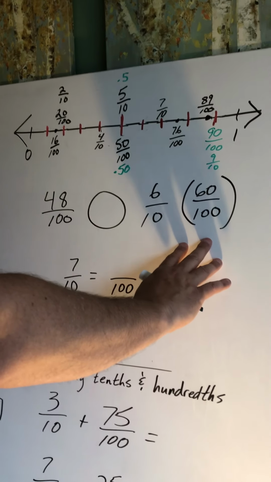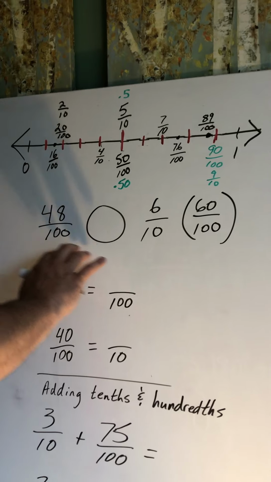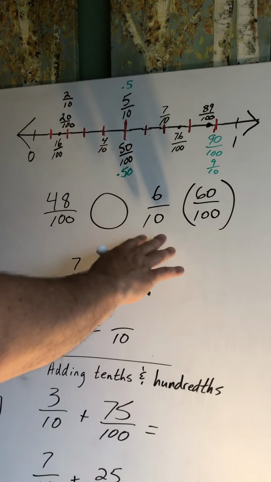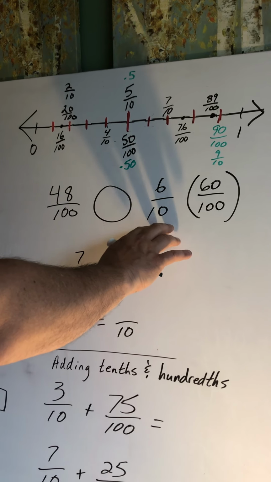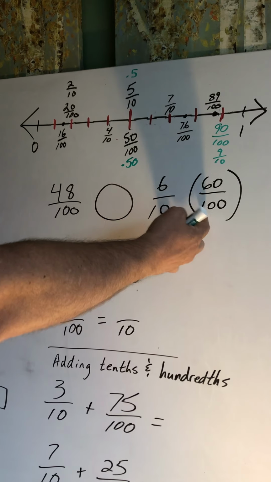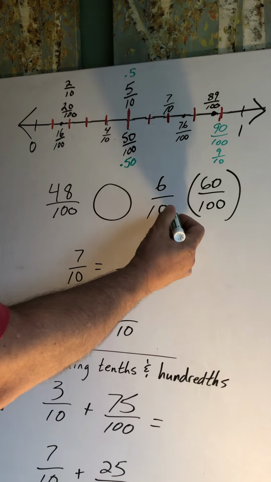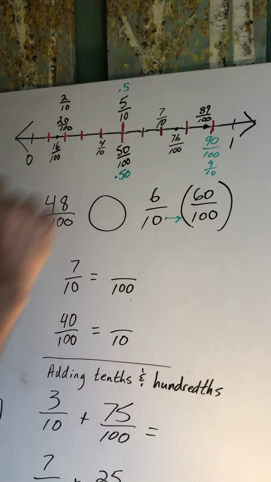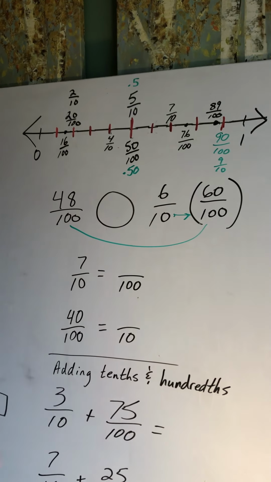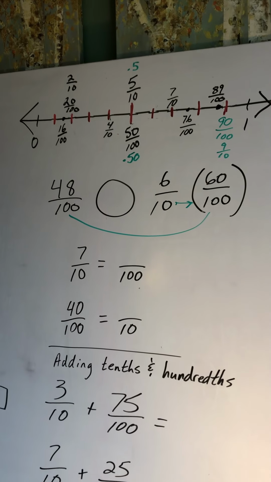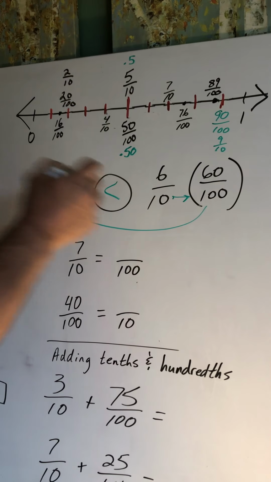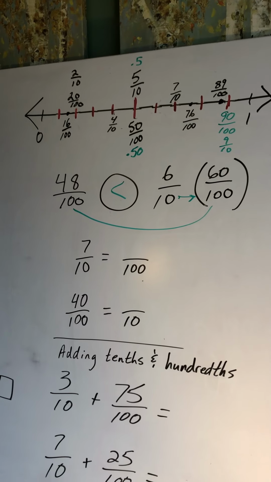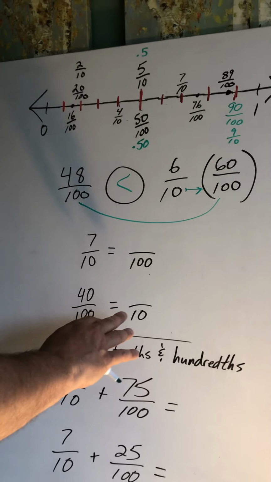Now you might see some of these today too, where you're comparing hundredths to tenths, okay? Don't forget that any tenth, if you multiply the numerator by 10, turns it into hundredths. Because how does 10 get to 100? Times 10. So 6 times 10 is 60. So we're actually comparing 48 hundredths versus 60 hundredths. And you guys know 60 hundredths is greater than. So that makes it 48 hundredths is less than 60 hundredths.